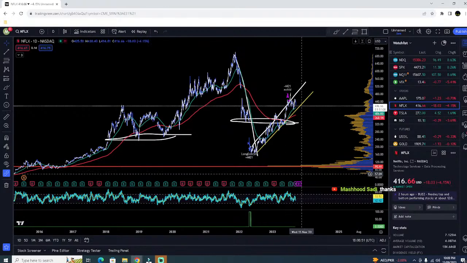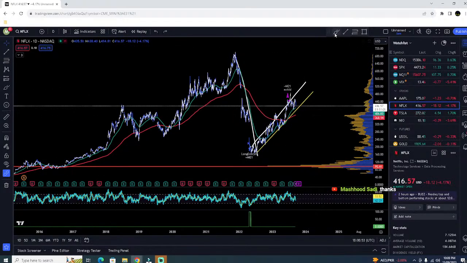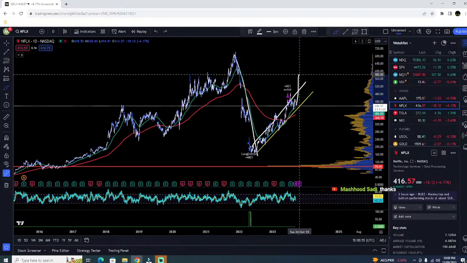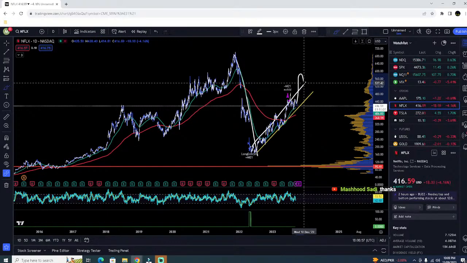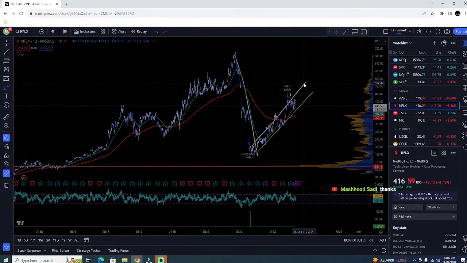Of course, we want a nice surprise towards the upside, so at least the price breaks this bear flag and then continues upwards back into the $500-$600 range.